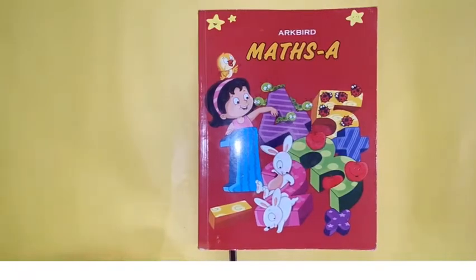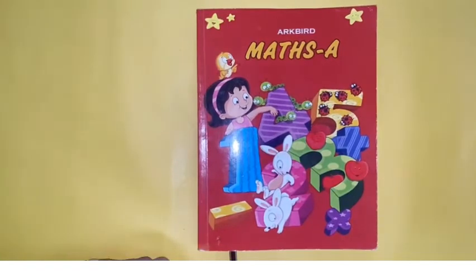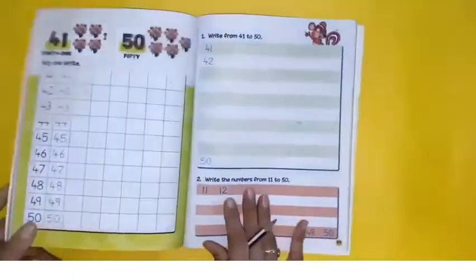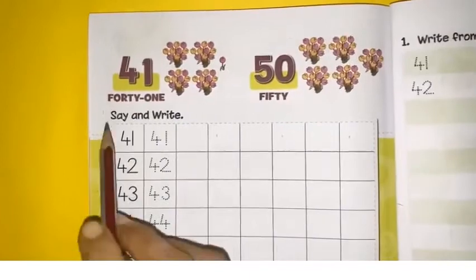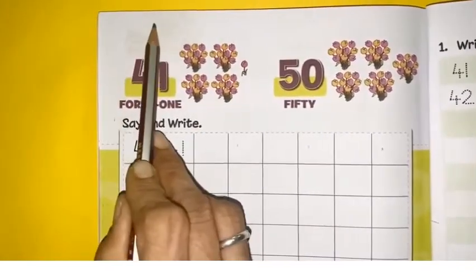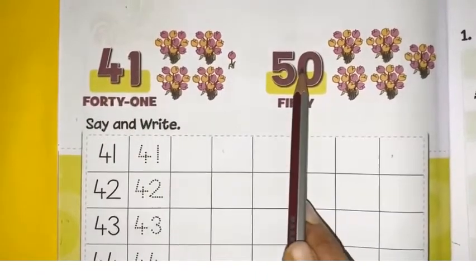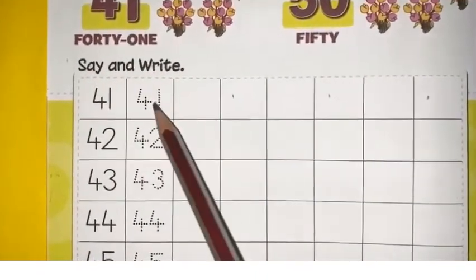Morning, my dear children. Children, today we'll practice writing numbers from 41 to 50 in Math A book. Go to page number 76. On the top left side, write today's date. 41 to 50. Say and write. Trace these numbers.